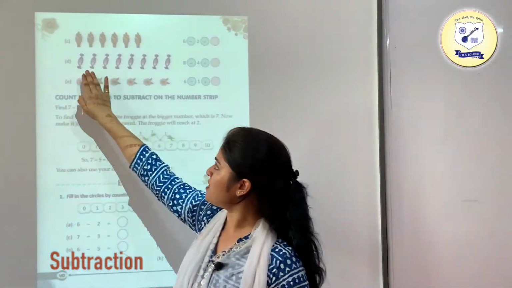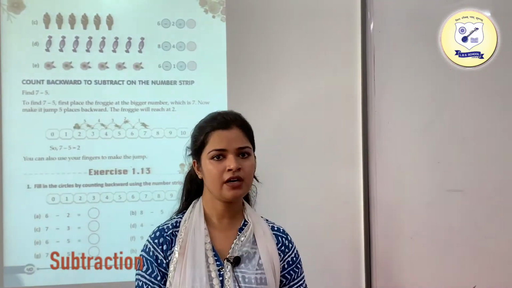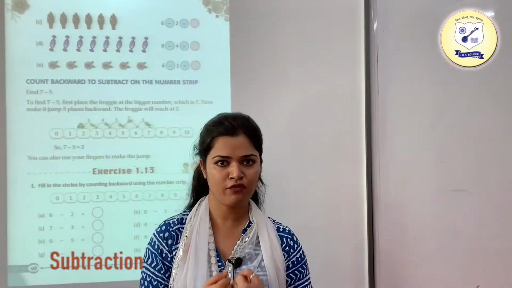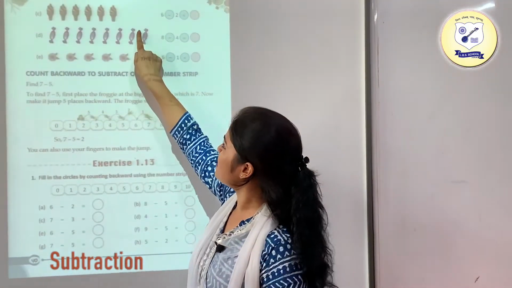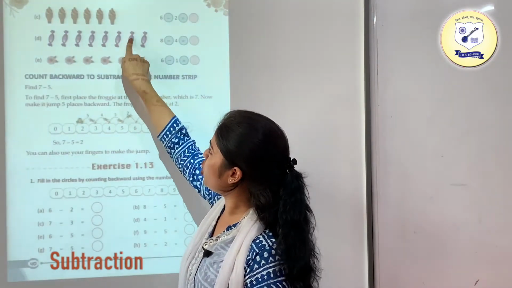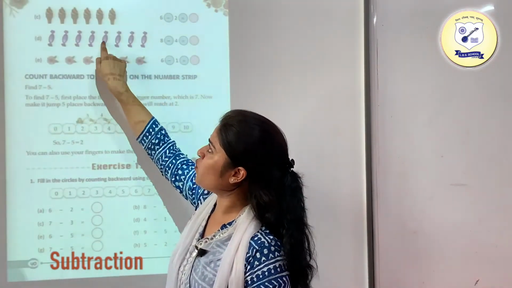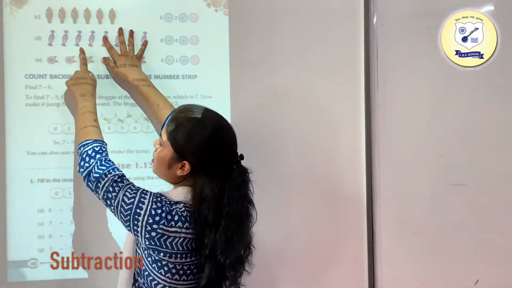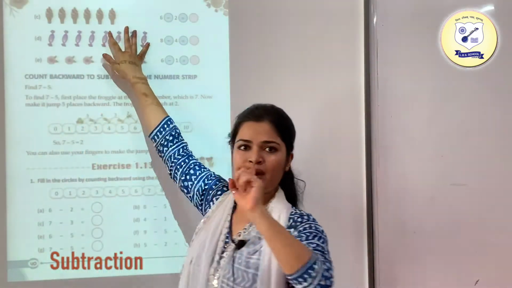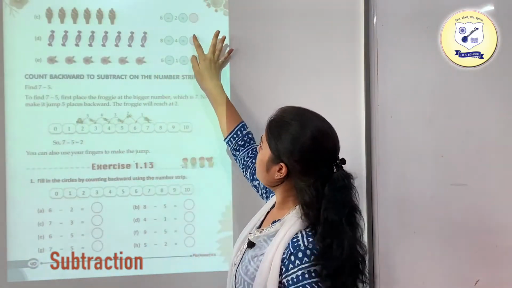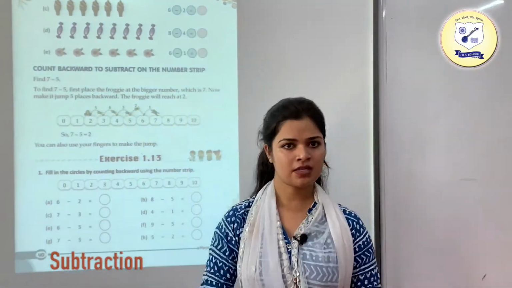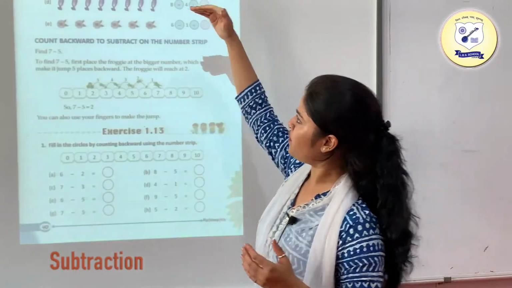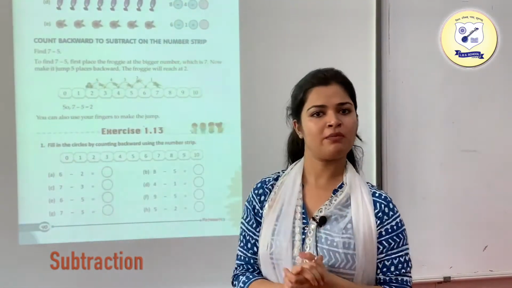Similarly, you can see that I am having 8 candies over here, and from that I am going to take 4 from you. So just cross the 4 candies, 1, 2, 3 and 4. After crossing these 4 candies, how many will be left with me? 1, 2, 3 and 4. So my answer is going to be 4, which you need to write in this circle. Now we are left with 2 more examples. You just need to do it by yourself.